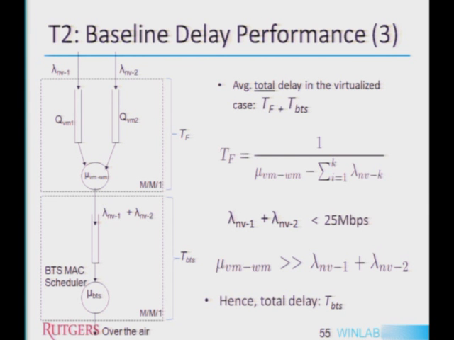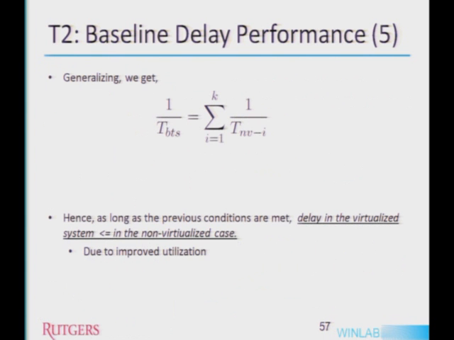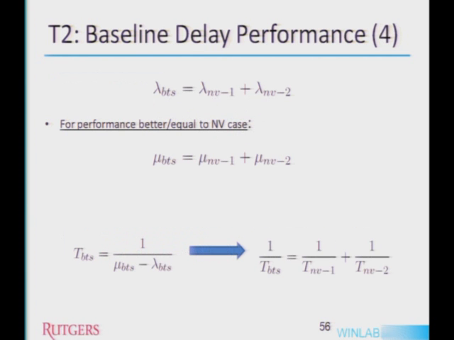Okay. So in this case, if you solve for these, then the eventual delay you see in this virtualized base station will be equal to the reciprocal of the sum of the reciprocals of each of these. So this basically says that the delay you see with the virtualized system will actually be less than what you see with the individual non-virtualized system, if you make sure that this condition is satisfied.